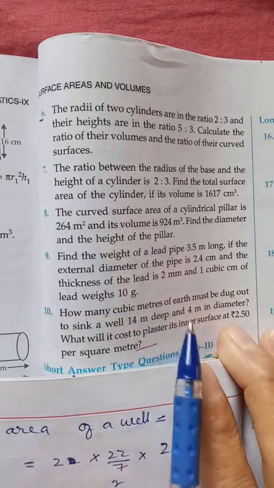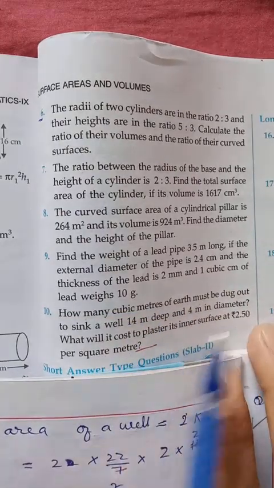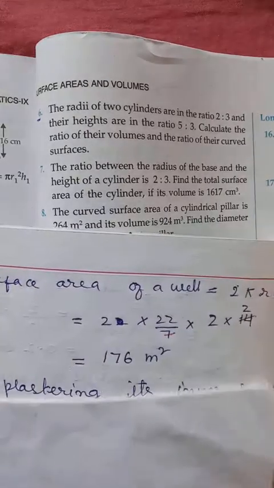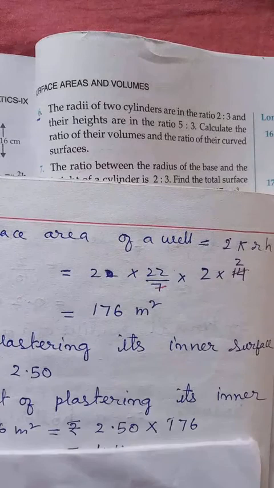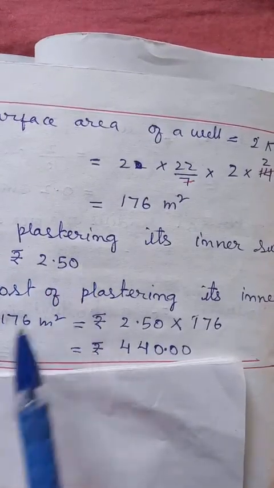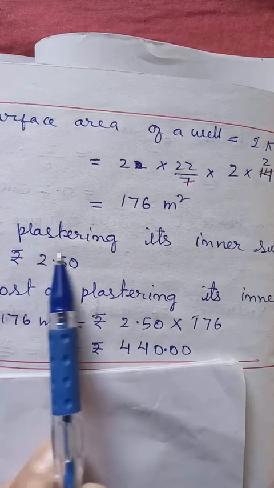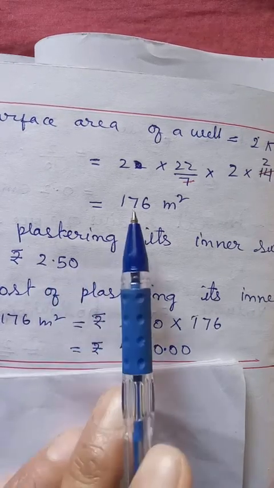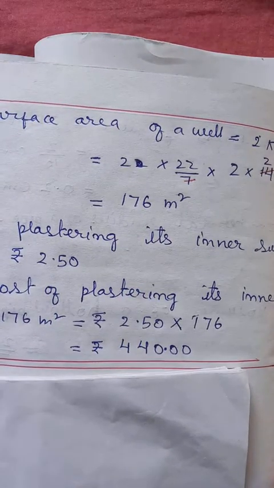Then here you see we have to find the cost of plastering. For 1 meter square the cost is rupees 2.50. Then if it is for 176, how much will be the cost? For only 1 meter it is 2.50, so for 176 it will be more. So that means we multiply 2.50 with 176. So that means the total money will be 440.